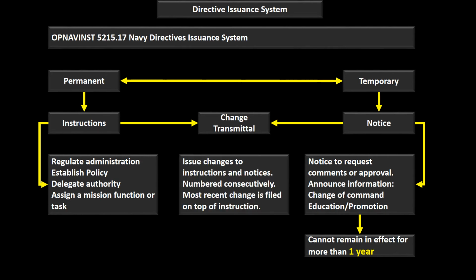One other thing we're going to talk about is what's called a change transmittal. A change transmittal is issued to change instructions, and you'll see this sometimes on your bibliography. You see the instruction with the numbers, and then there's a CH1 or 2 next to it. That's the change transmittal that's been issued for that instruction. It issues changes to instructions and notices. They're numbered consecutively, with the most recent change filed on top of the instruction.